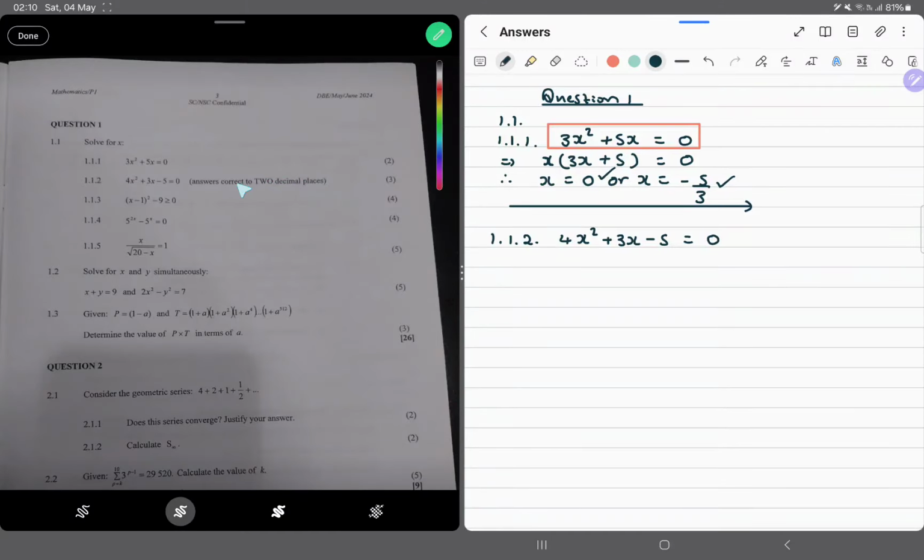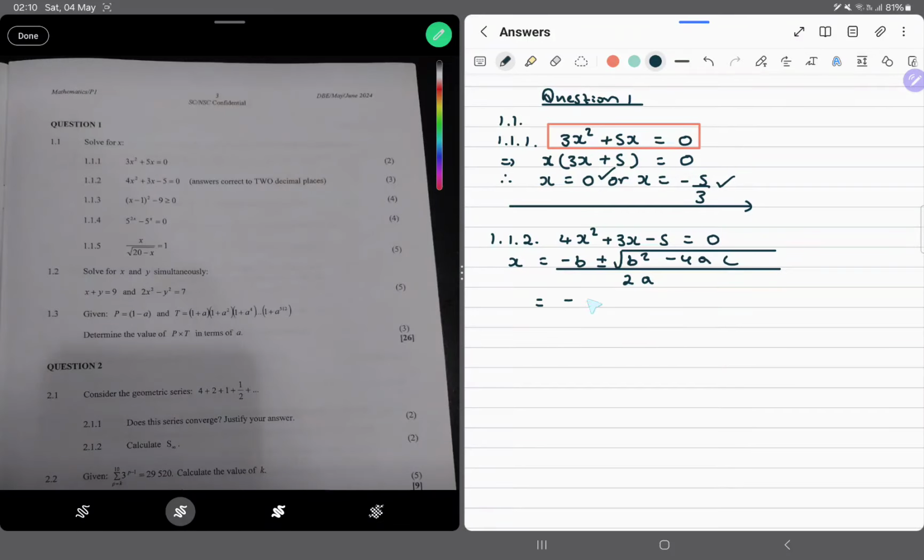Now the question says correct to 2 decimal places, already telling us that our x is not going to be easy to solve because the roots are not rational, meaning our discriminant is not a perfect square. So we need the quadratic formula for this, which is effectively completing the square, right?